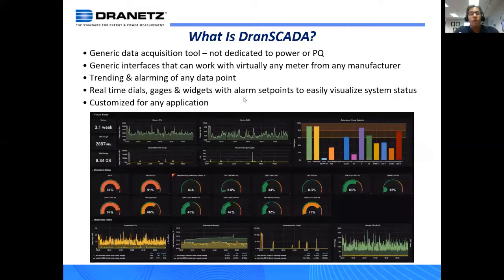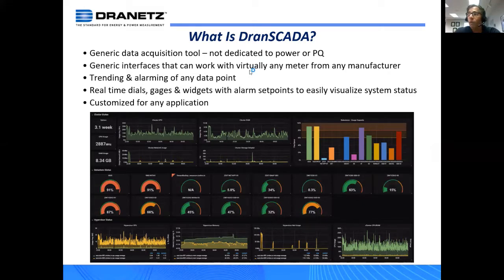So some other information you get and things to know about DranSCADA is that it is a generic data acquisition tool. I'm going to compare DranSCADA to our other software. I think it's in the next slide or sometime soon. But it's important to know that it's generic and it's not dedicated to power or power quality in any way. It has generic interfaces which can work with virtually any meter from any manufacturer. So it's not necessarily Dranits. It can certainly be Dranits products, but there's no need to tie it to Dranits in any way. Chances are, if you have a system installed of meters and sensors and things, DranSCADA can interface to it, as well as anything new that you may install.